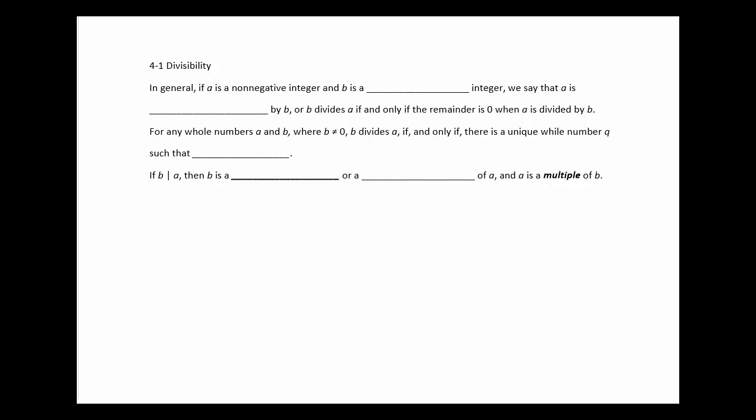All right, so today's lesson we're going to talk about an idea called divisibility. So let's start with a couple general definitions here. In general, A is a non-negative integer, non-negative meaning positive or zero, and B is a positive integer. We say that A is divisible by B, or B divides A, if and only if the remainder is zero when A is divided by B.